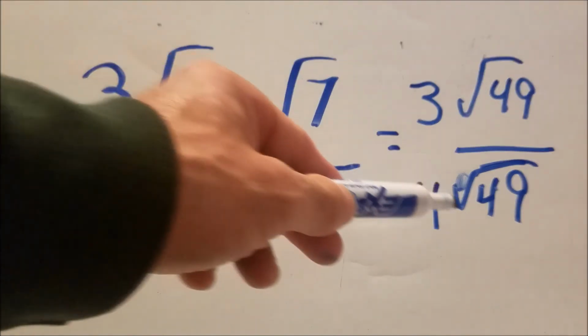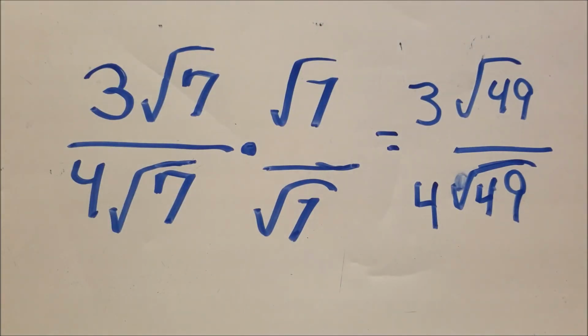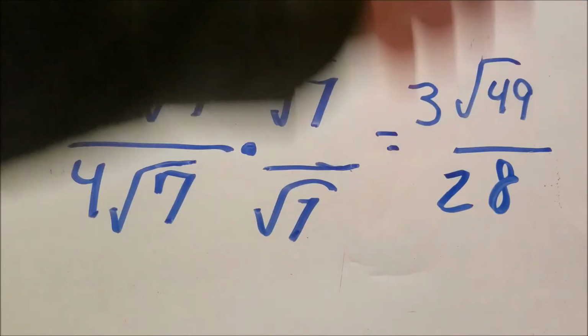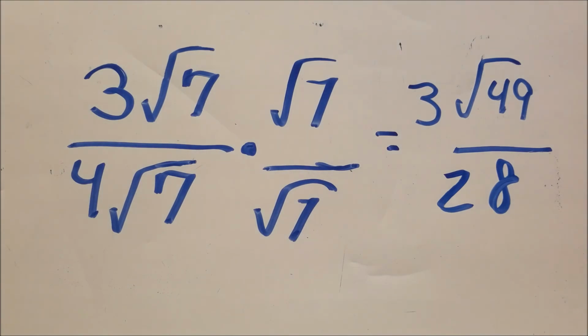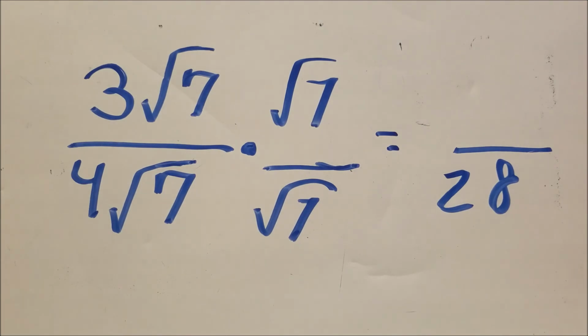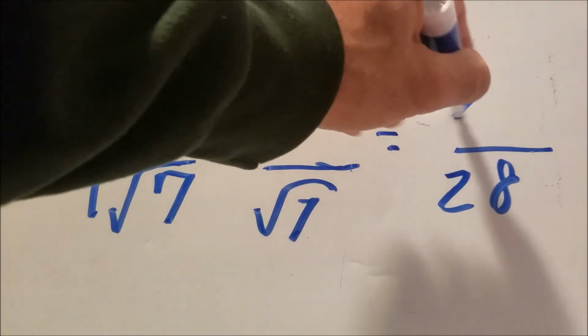Right? And the square root of 49 is 7. 7 times 4 is 28. So we have 28 up there. And the square root of 49 is 7, as we said. 7 times 3 is 21. We have 21/28.